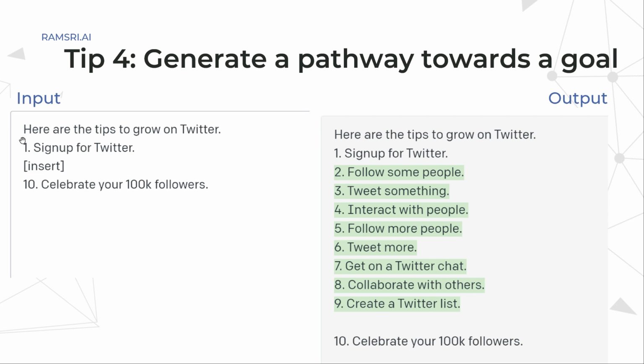So you don't even need to know anything about growth. You can give a generic starter like sign up, and you have a goal in mind, which is 100k followers, and automatically you can see that OpenAI's GPT-3 fills up with these interesting ideas, which are pretty much on point. Follow some people, tweet something, interact with other people, get on Twitter chat, collaborate with others, create a Twitter list, then celebrate your 100k followers. Pretty solid. Let's see the same thing in the playground.